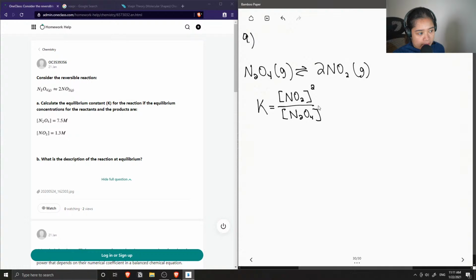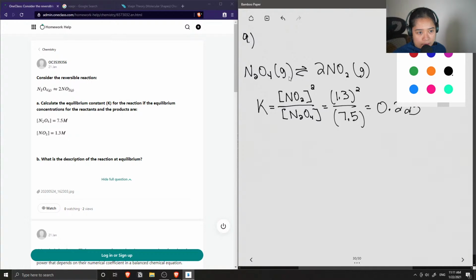So now that we know the K expression, we can sub in the concentrations that they give us in the question. So the concentration of NO2 was 1.3, and the concentration of N2O4 was 7.5. So now this gives us an equilibrium constant of 0.225. So this was part A.